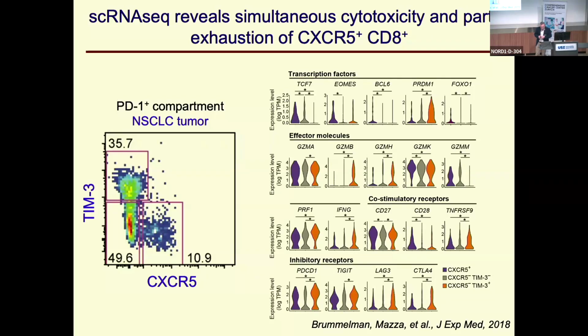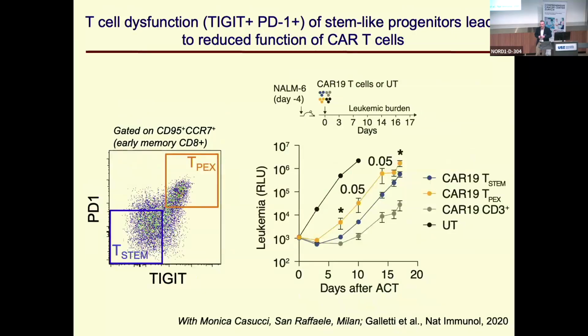And this is not true just for tumors, because if we look in healthy donors, we can also find early differentiated memory cells that express inhibitory receptors. So this is, again, flow cytometry analysis. In the CCR7 positive compartment, you can see actually quite a big proportion of cells that might express PD-1 and TIGIT at the same time.